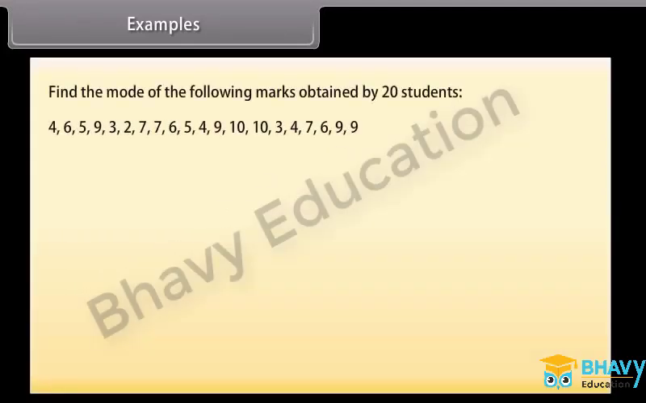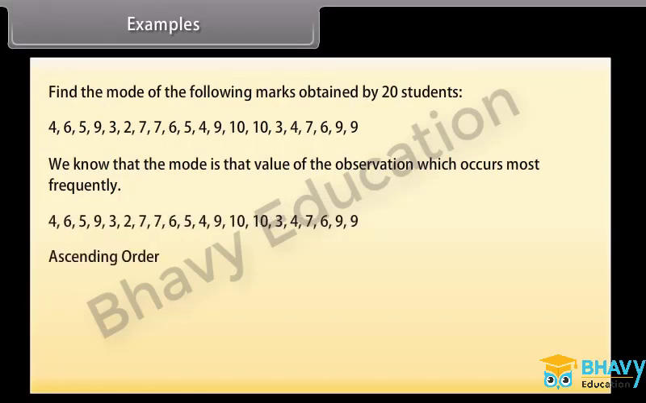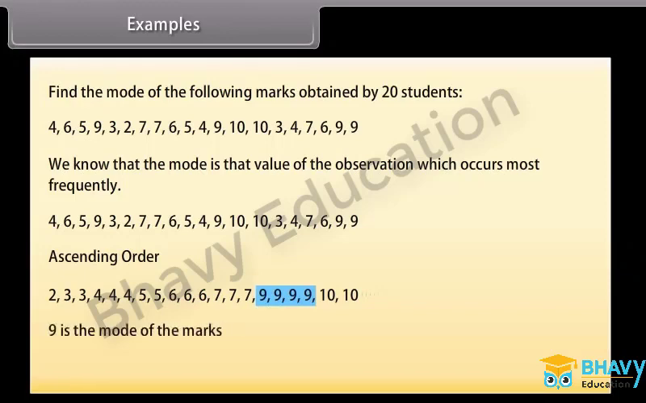Examples. Find the mode of the following marks out of 10 obtained by 20 students. We know that the mode is that value of the observation which occurs most frequently. Let's arrange these marks in ascending order. We can see that 9 is occurring more frequently. So we can say that 9 is the mode of the marks.